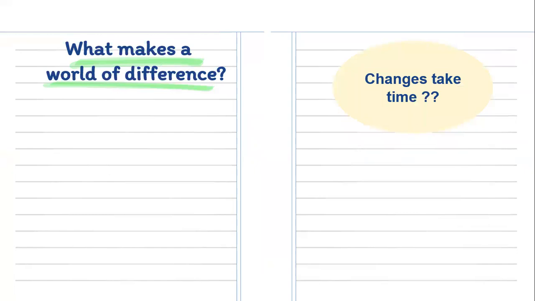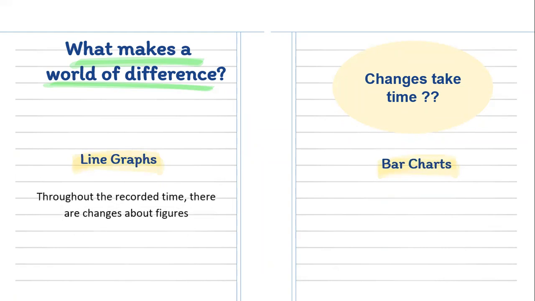We can easily say it is about whether the changes take time or not. About two types, line graphs and bar charts. Line graph: throughout the recorded time, there are changes in figures. But bar charts, we have two types. Type 1 is another way to present line-graph figures. So we can say type 1 of bar chart and line graph are the same, but in another presentation and form.